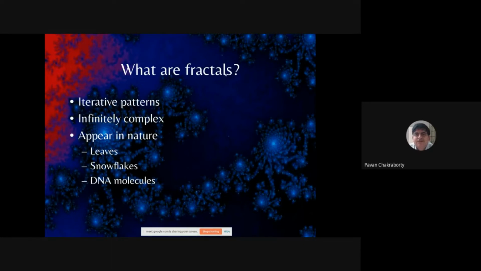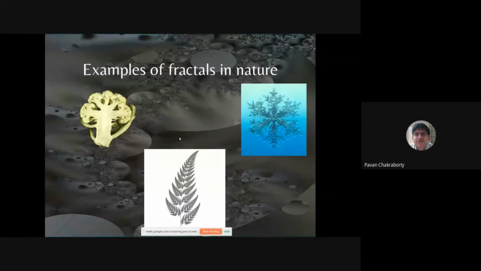So what are fractals? Iterative patterns, infinitely complex, appears in nature like leaves, snowflakes, DNA structures. They all have fractal in nature. For instance, here I've given you an example of a cauliflower. Now, what is a fractal?